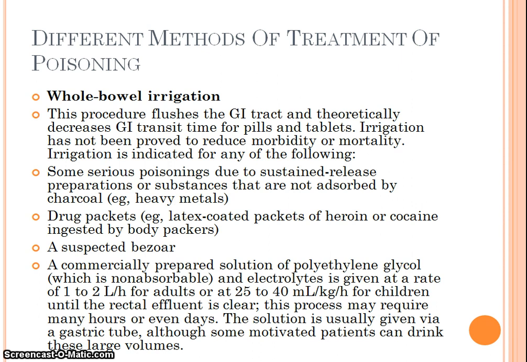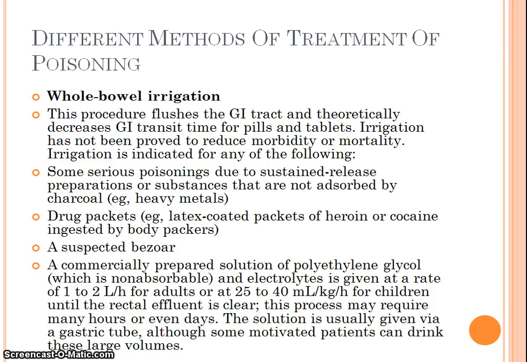Whole bowel irrigation. This procedure flushes the GI tract and theoretically decreases the GI transit time for pills and tablets. Irrigation has not been proved to reduce morbidity or mortality. Irrigation is indicated for any of the following cases: serious poisoning due to sustained release preparations or substances that are not absorbed by charcoal, for example, heavy metals; drug packets, for example, latex coated packets of heroin or cocaine ingested by body packers.